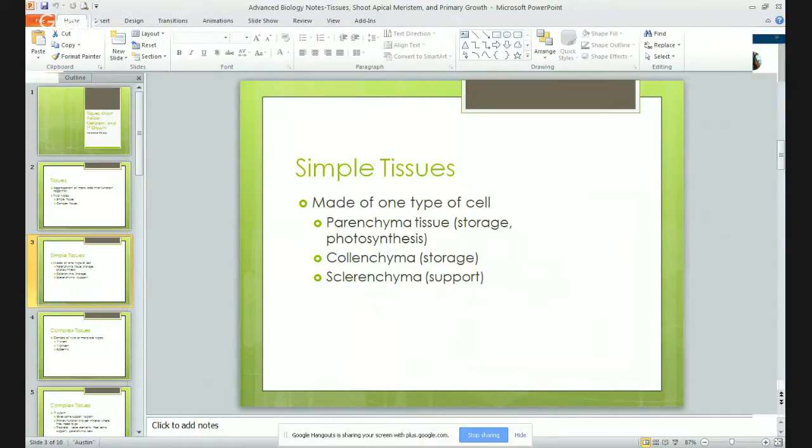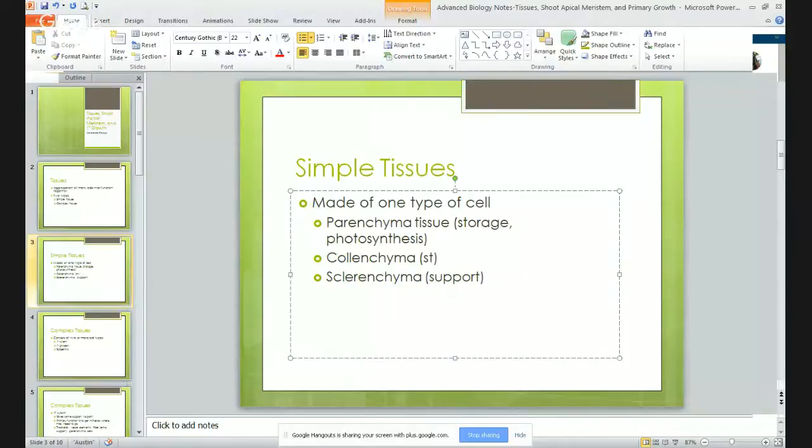So to kind of review, if you remember your parenchyma tissue, it's going to be made obviously of just parenchyma cells, and those are used primarily for storage, sometimes photosynthesis. Your collenchyma cells are also used for... actually, that should say structure. I apologize. This should say structure. Not really for storage. Structure. And your sclerenchyma cells are there for support.